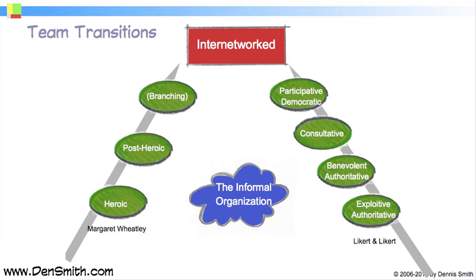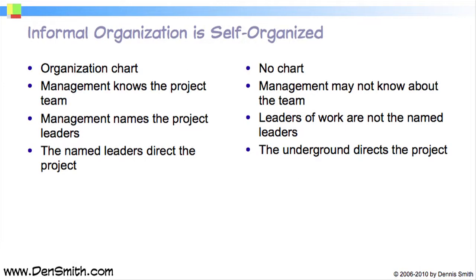That is an organization that builds up around the formal teams, the organizationally defined teams. These are the teams that actually get the work done. The informal organization tends to organize itself. There generally won't be a chart. The actual operational leaders may not be the ones designated by the management, and this is the underground that will direct the project, like it or not, performing well or not.